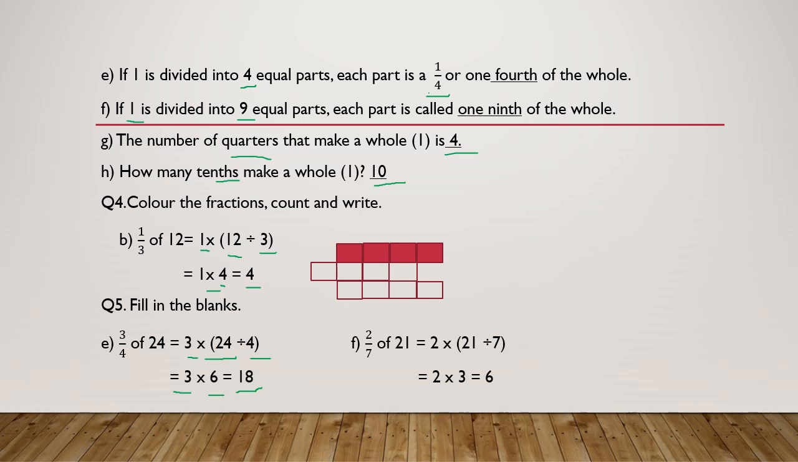2 upon 7 of 21. We write it as 2 multiplied by 21 divided by 7. After dividing 21 by 7, we get 3. And 2 here we are having. So 2 multiplied by 3 is equal to 6.